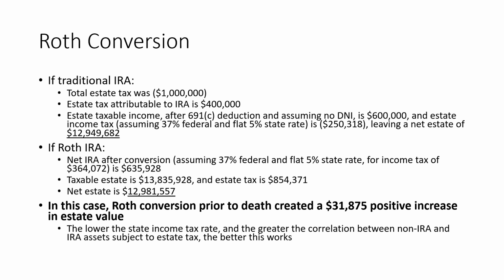Now, if there had been a Roth IRA conversion immediately prior to death, using these same tax rates, there would have been a little more income tax. It would have been $364,072. That would leave a net IRA of $635,928, which would leave a smaller taxable estate. And after taking the estate tax out on that taxable estate, we'd end up with a net estate after taxes of $12,981,557. So in this case, the Roth IRA conversion prior to death created a positive swing of $31,875 in estate value.